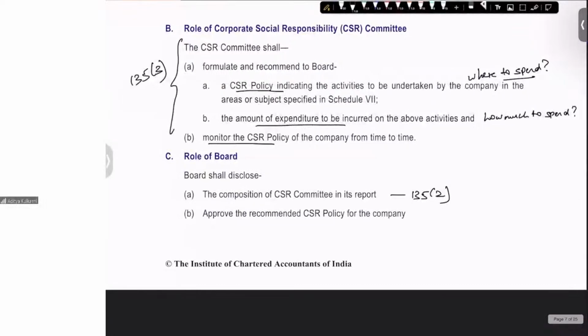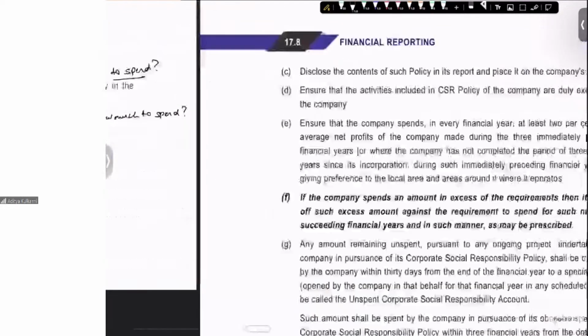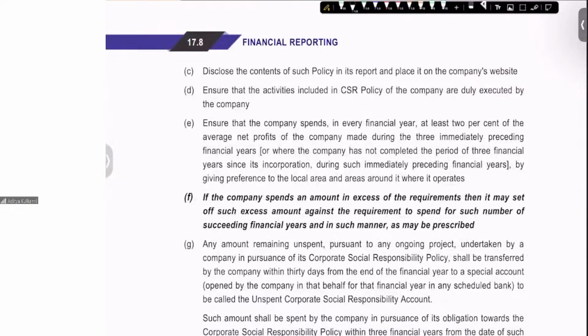What is the role of the board? The board shall approve the CSR policy of the company. So once the committee tells you, the board shall approve the CSR policy. That is 135(4). Disclose the contents and ensure that the activities are duly fulfilled. So this is my 135(4). You shall approve the CSR policy, and then you will ensure that you disclose it and place it on the company's website. And finally, you will ensure that they are duly executed by the company. So this is the requirement of section 135 subsection 4.